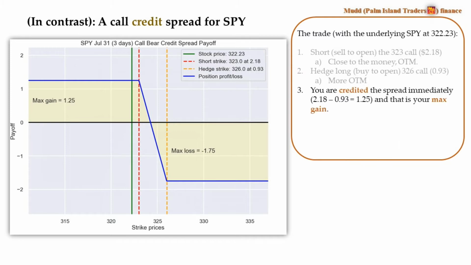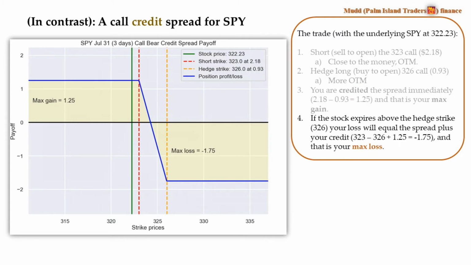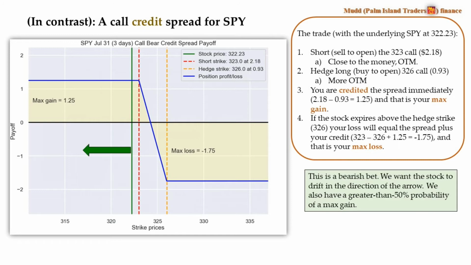You are credited the spread immediately, and that's $1.25, and that will be your max gain that you can realize from this trade. And if the stock expires above the hedge strike, 326, your loss will equal a spread plus your credit, equal in this case to a loss of $1.75, and that's going to be your max loss. This is a bearish bet. We want the stock to drift in the direction of the arrow, and we also have a greater than 50% probability of a maximum gain.